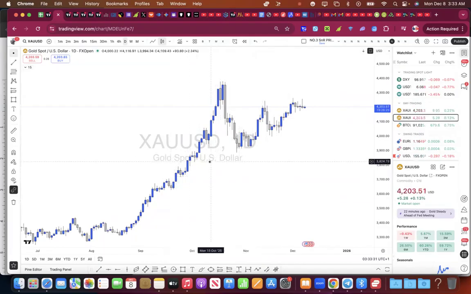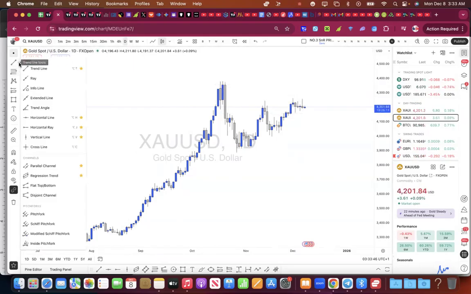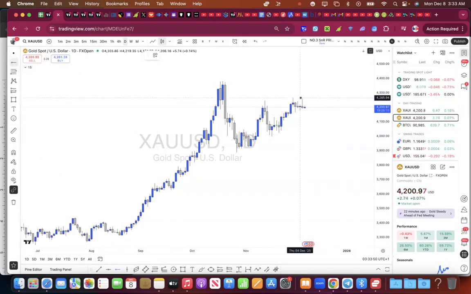If I want to look at it, the first thing to look at is probably the external liquidity, which we've talked about. How do I arrive at that? I'm going to use my horizontal ray to mark the yesterday or previous day high and low.